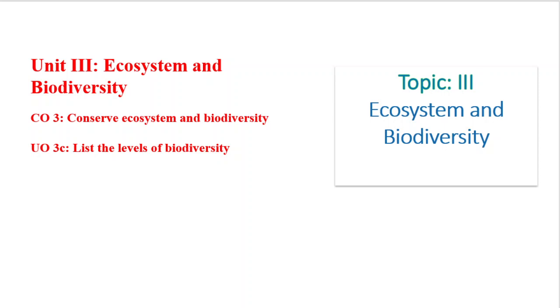Our course code is 22447. In this lecture we are going to see our unit third, that is ecosystem and biodiversity. To satisfy our unit, we are going to see our CO3, that is course outcome 3: conserve ecosystem and biodiversity, and our unit outcome 3C is list the levels of biodiversity.